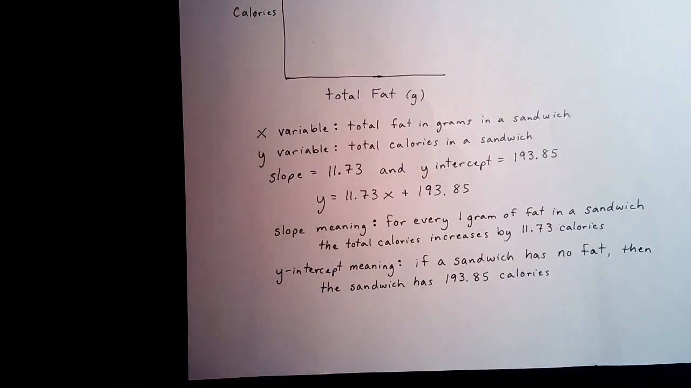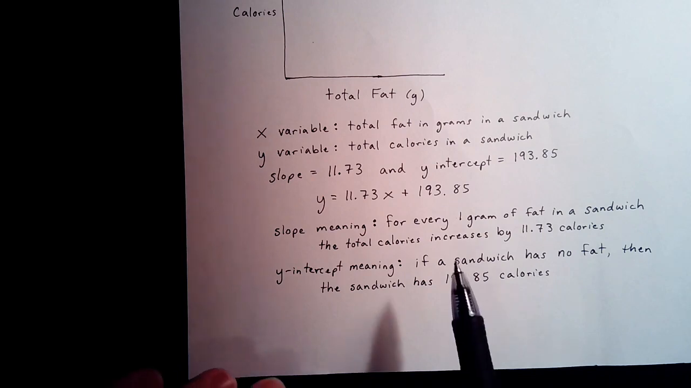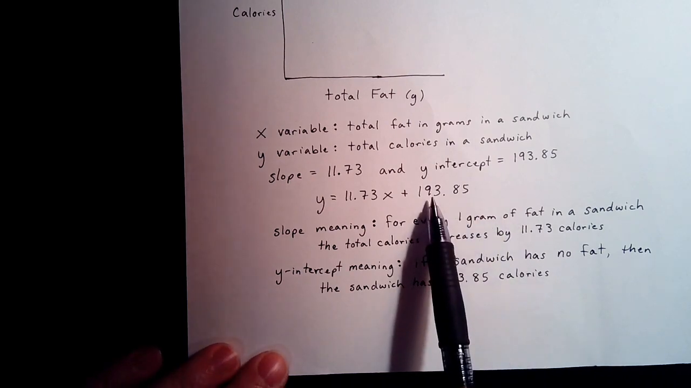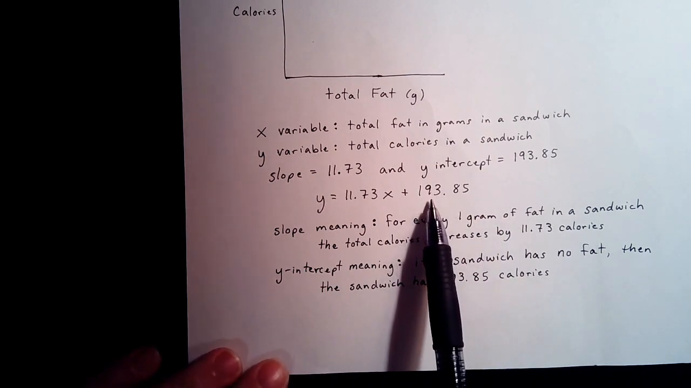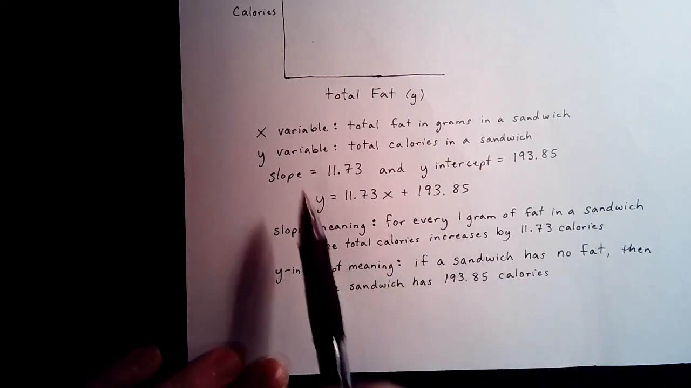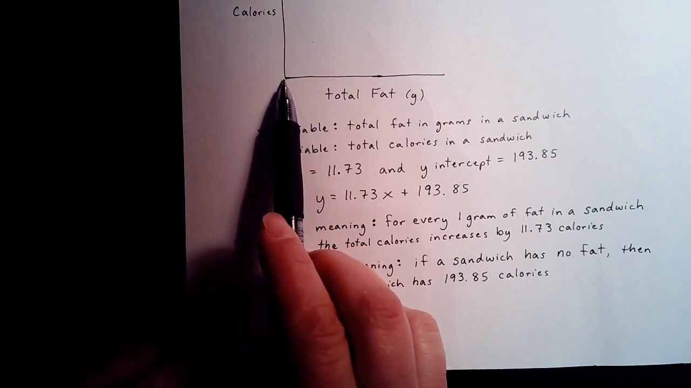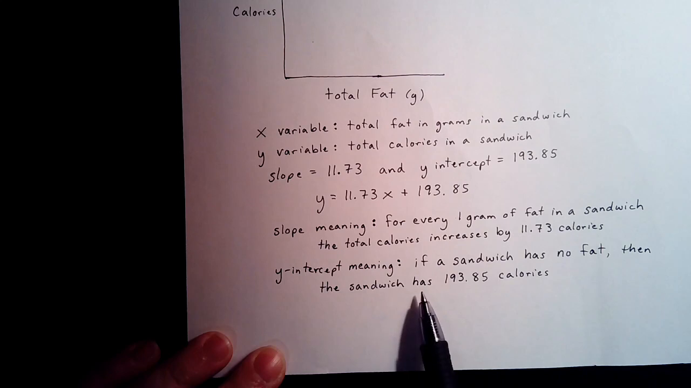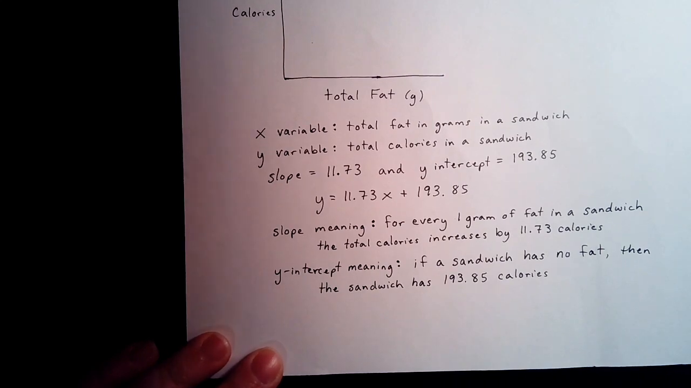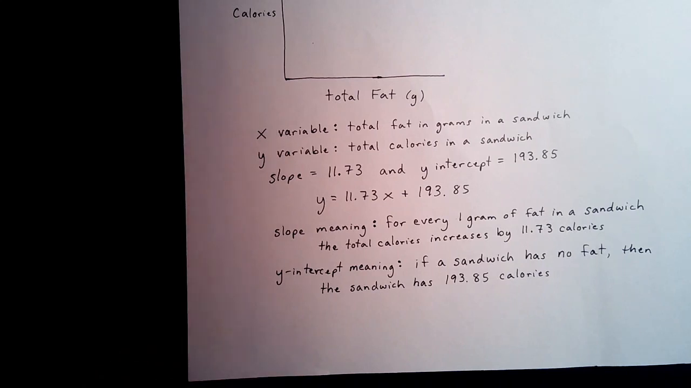So now with our y-intercept, to interpret that, we're looking at the y-intercept from our line of best fit, and this means that if a sandwich has no fat at all, so we're looking here on our y-axis, if the sandwich has no fat at all, then that means that the sandwich will have 193.85 calories. So if the input is 0, then the output tells us that it's going to start out with 193.85 calories.